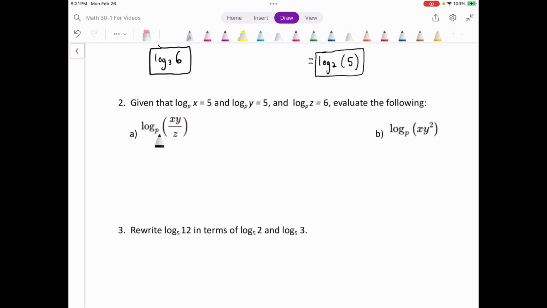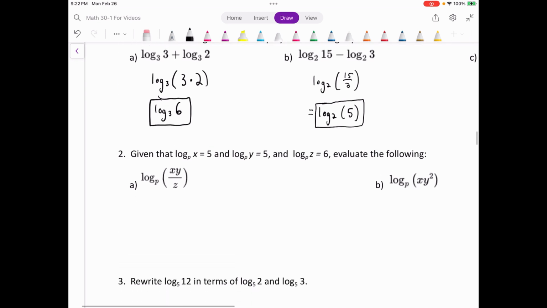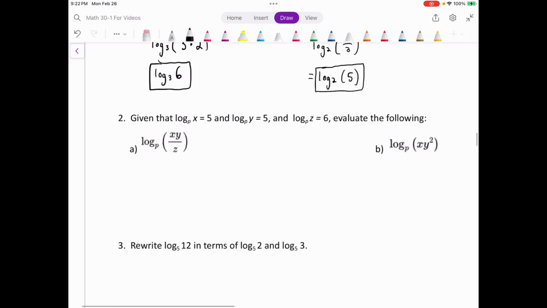Because I don't know what log base p of xy over z is. I only know what these individual logs of x, y, and z are. Well, maybe our log laws can help, right? Here we condensed them into a single log. I think here, if we did the opposite, if we expanded them, that might be a good approach here. Because then I could break this up into a log base p of x, a log base p of y, and a log base p of z.